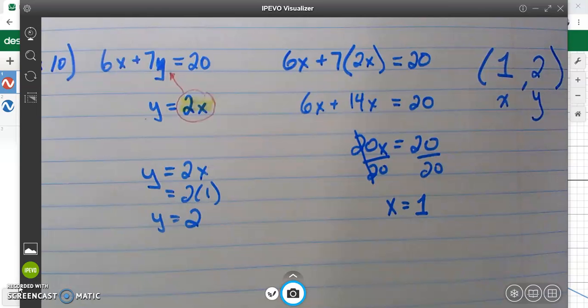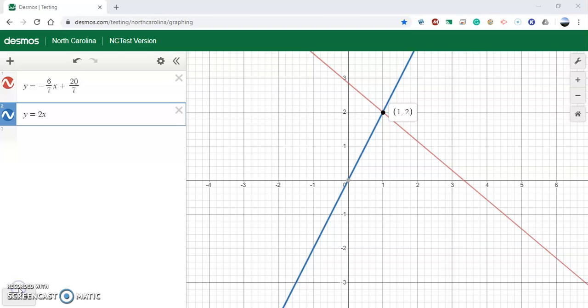Let's check that on Desmos. As you can see on Desmos, the intersection of these two lines is 1, 2, x equals 1, y equals 2. But also recognize that in order to graph that first equation up here, I would first have had to solve it for y equals, which of course makes its own challenging part, which is why substitution would have been better in this method.